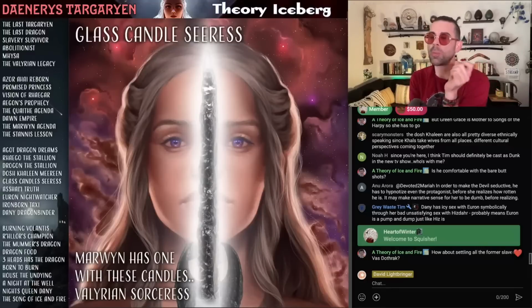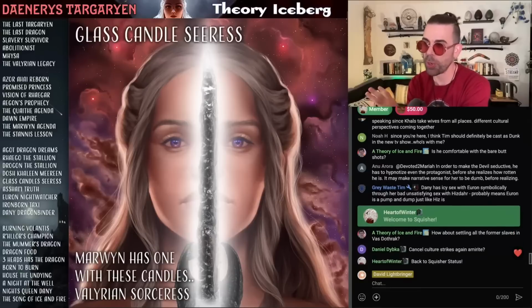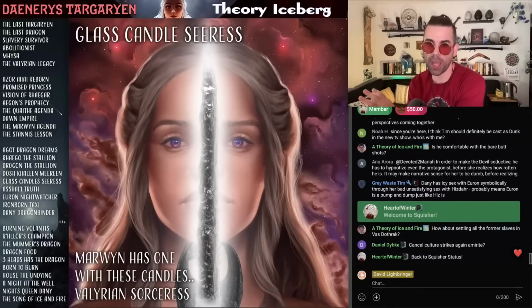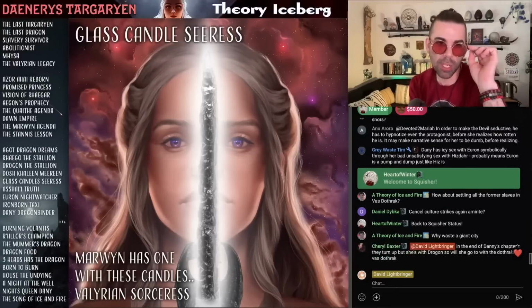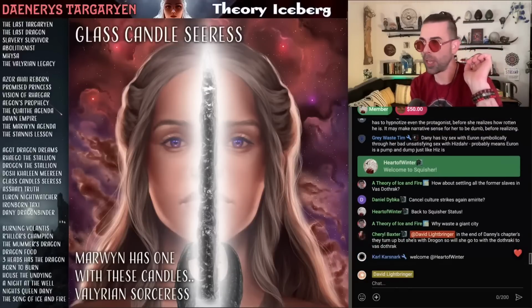So we've already gotten into some of this glass candle stuff, but like I said, Marwyn definitely, for sure, 100% is bringing a friggin' glass candle to Slaver's Bay. There's no way he's not. Like I said, there's just no way in Marwyn's position you'd go to Slaver's Bay without one. So Dany is going to get her hands on a glass candle.